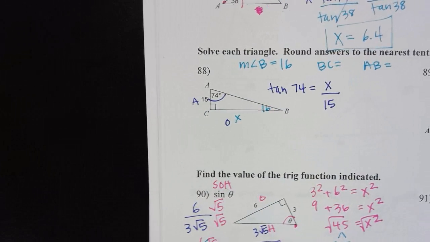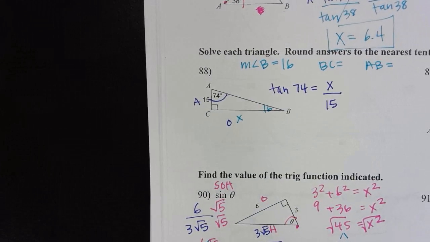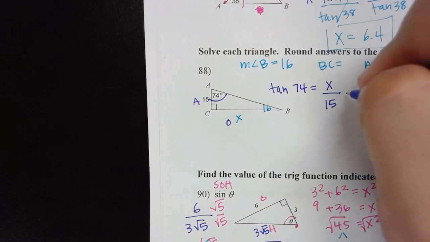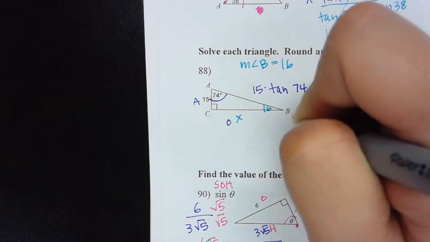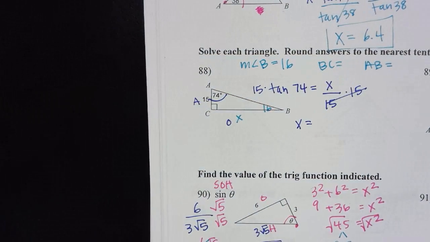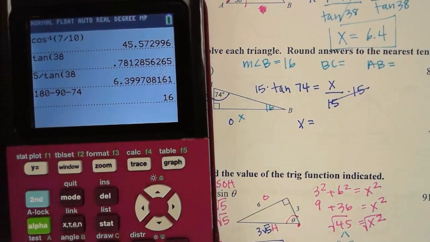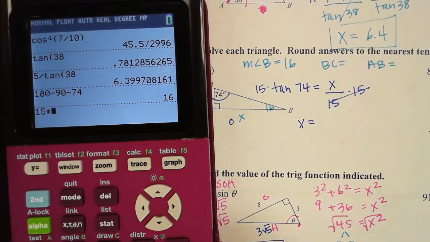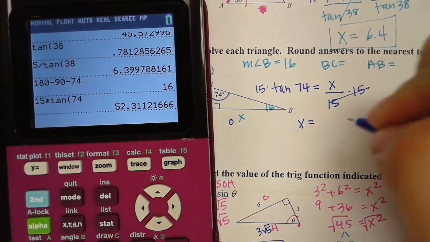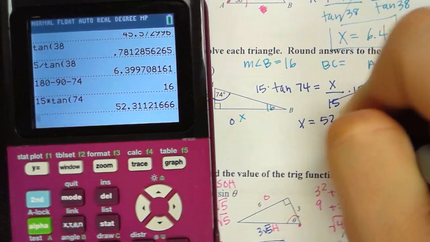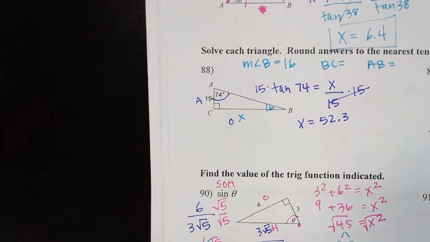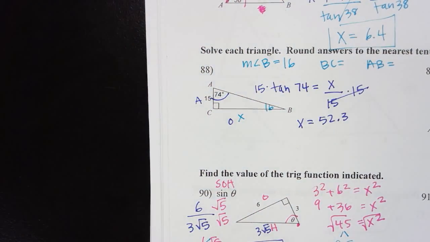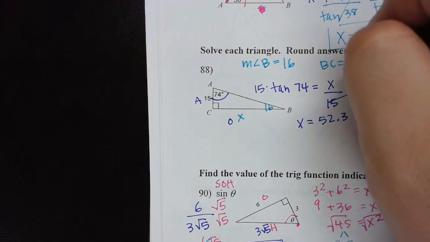Now we have to look and see what's on bottom. We have to get rid of whatever's on bottom first. So I'm going to multiply by 15. So x is by itself now in one step. 15 times the tangent of 74 equals 52.3. So what was that? BC is 52.3.